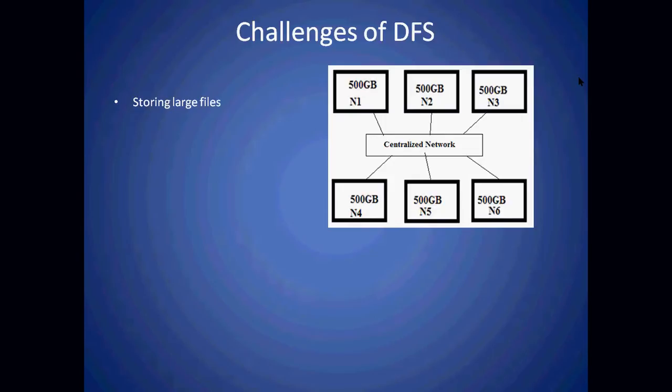We have 6 systems connected to a centralized network, named N1, N2, N3, N4, N5, N6: node 1, node 2, like that. All these are connected to the network. This is a distributed network, and each machine in this network has a 500 GB hard disk. They can store up to 500 gigabytes of information, right?